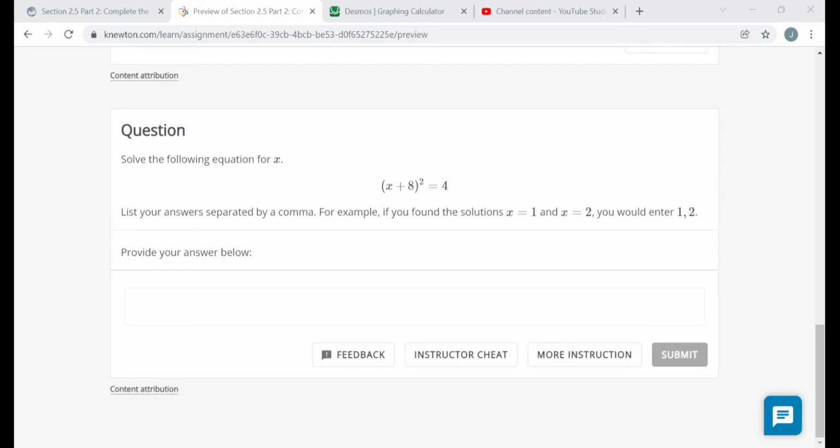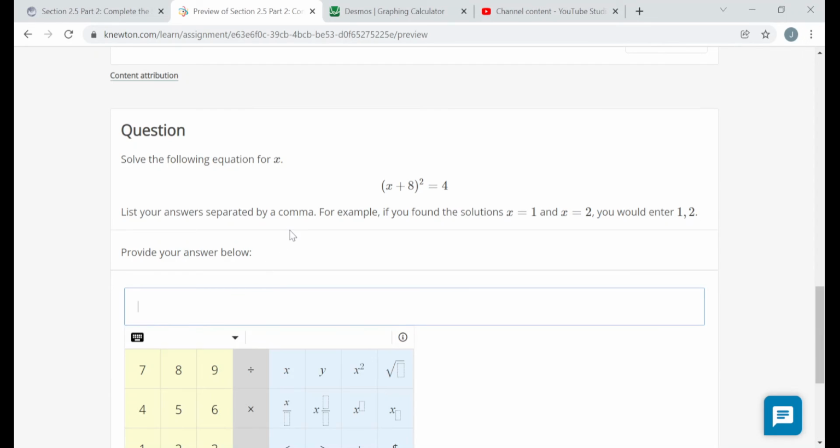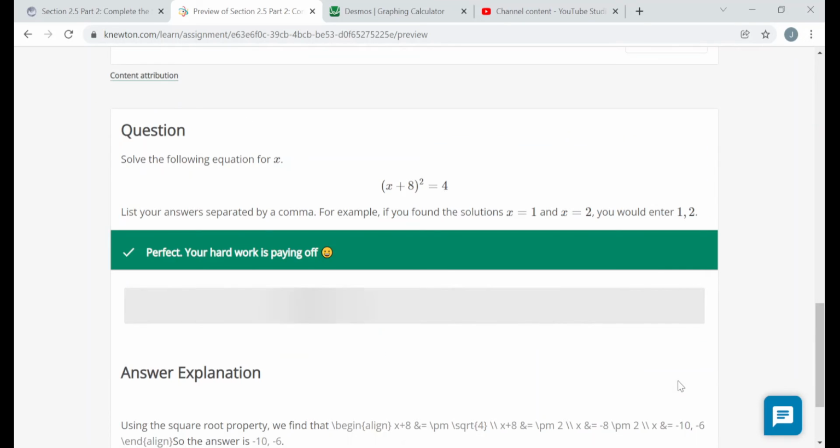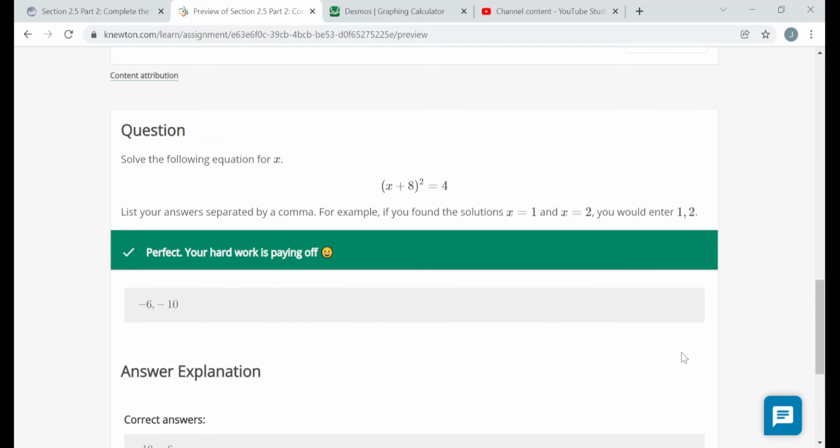And they want us to enter those with a comma separating them again. So negative 6, comma, negative 10. And don't put x equals, right? They don't want that. Submit. Wonderful. But yeah, again, I like this complete the square method for solving quadratics because once again, you can use it for any quadratic.